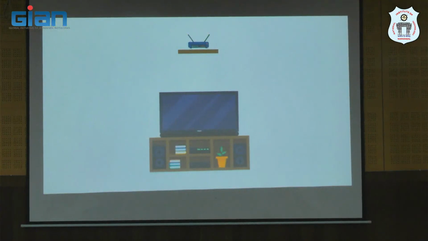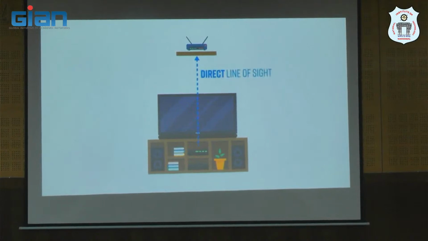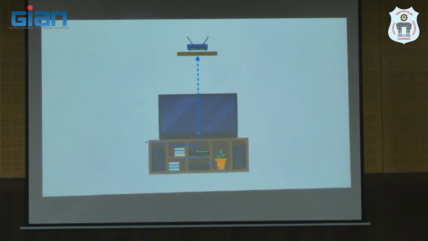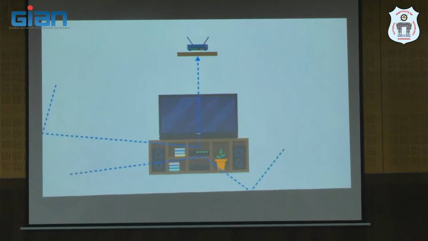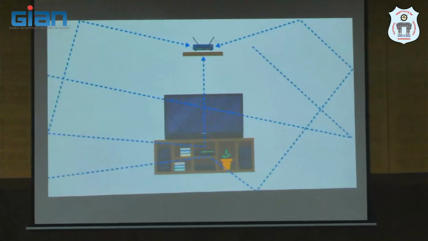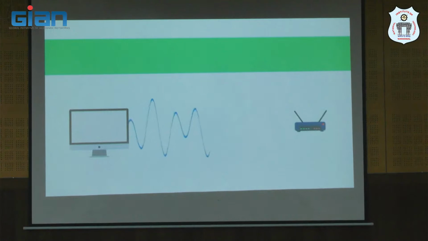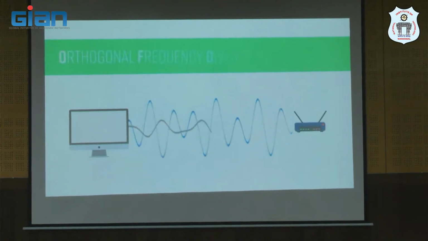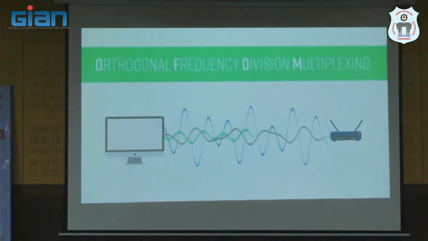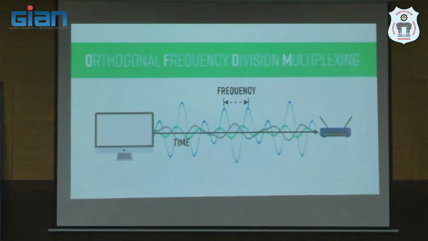In an ideal situation, there is only one direct path between a device and the router, or direct line of sight. But signals can also be deflected off of the surrounding environments like walls, floors, and ceilings, creating multi-path channels. Each of these paths will have a slightly different delay, and the different delays in multiple paths cause signals to become entangled in the time domain. Signal processing engineers overcome this by using a technology called orthogonal frequency division multiplexing, or OFDM, that utilizes the concepts of time and frequency in signal processing.